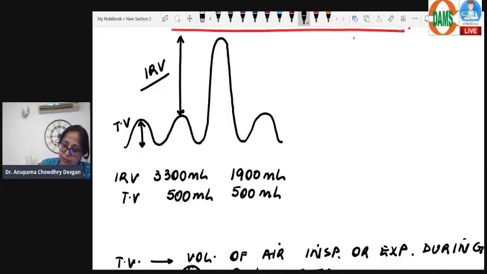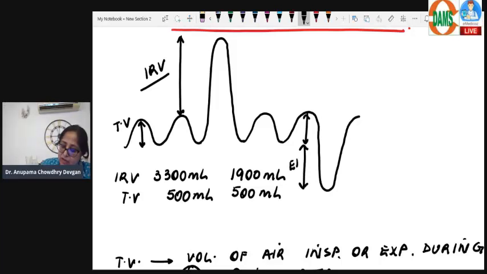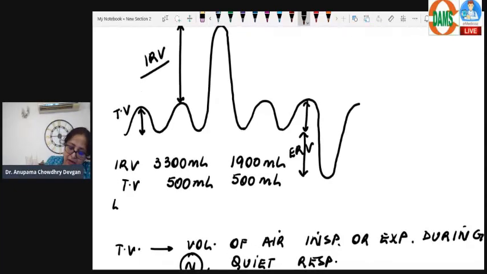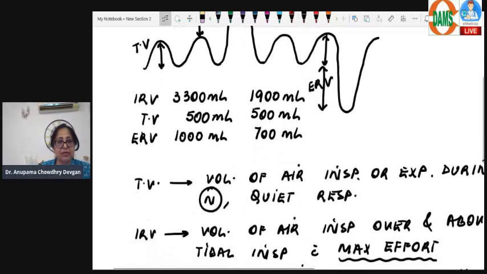So if this is the tidal volume, I ask him to breathe out forcefully. Volume of air which is able to expire forcefully over and above is known as ERV, right? You ask him to forcefully expire, yes? So ERV in the case of males is about 1000 ml. In the case of females, about 700 ml. Right? In case of males, 1000 ml, females, 700 ml.